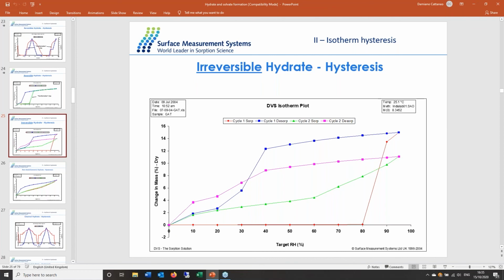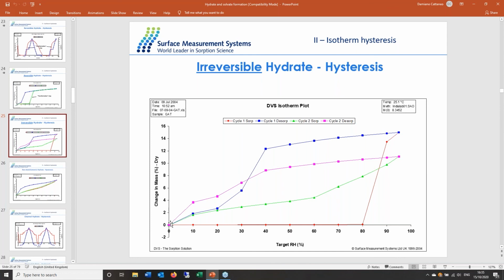I imagine he is referring to this slide. So these irreversibility, reversibility is actually related to the fact that the second cycle does not cover the same type of plot as the first cycle. It's not related to the fact that it doesn't go back to the initial mass. So there are two different types of irreversibility.